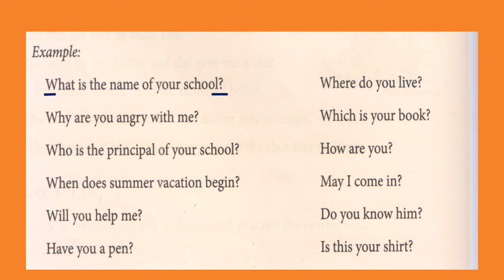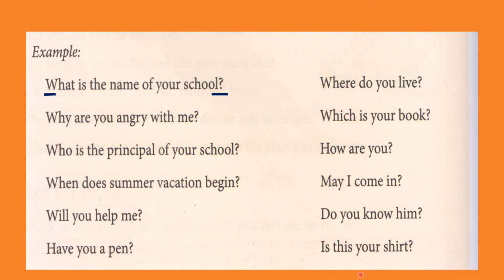We have more examples. Why are you angry with me? First letter W is capital and at the end there is a question mark. Who is the principal of your school? When does summer vacation begin? Will you help me? Have you a pen? Where do you live? Which is your book? How are you? May I come in? Do you know him? Is this your shirt?